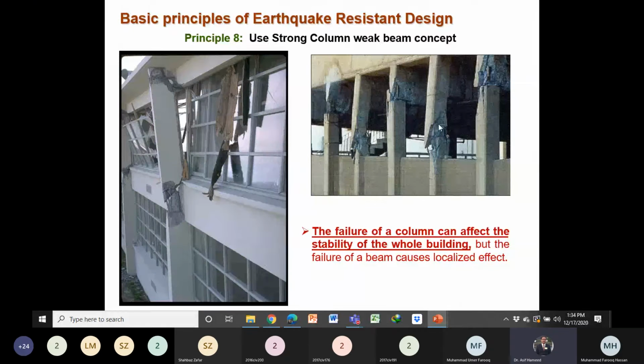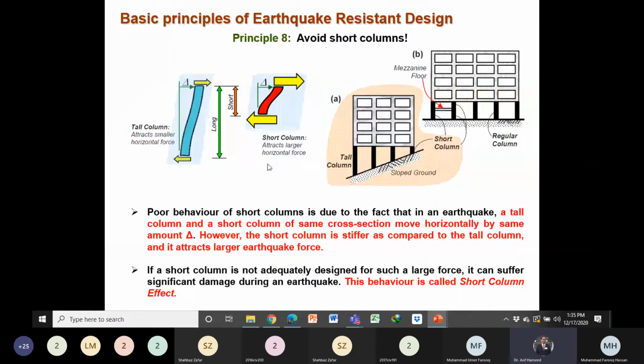So you can see the failure of the columns. The structure becomes unstable because of the failure of the columns. So columns should be sufficiently strong. And then we have to avoid short columns in the structure. Why? For example, in the same story, we have a long column and a short column. The lateral displacement of this story will be the same. So the lateral displacement of this short column and long column will be the same.